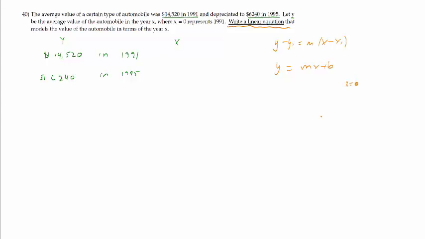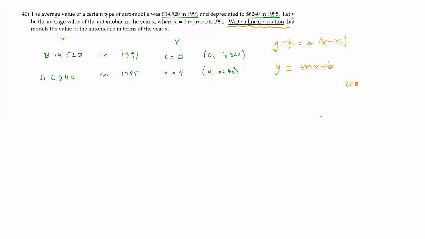So what is x equal to in 1991? It's going to be 0. They told us that. And in 1995, the value of x is going to be 4, because the difference between 91 and 95 is 4. Okay, so now I've got these ordered pairs right here: this is the ordered pair (0, 14,520), and this is the ordered pair (4, 6,240). And now you can treat it just like we have other equations of lines we wanted to write once we knew two points.